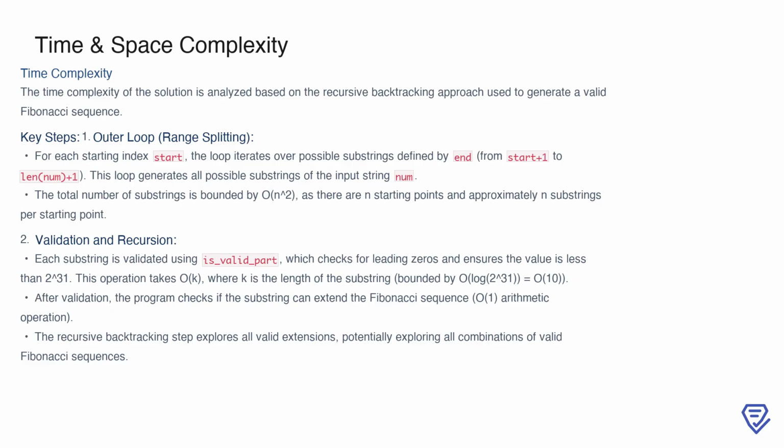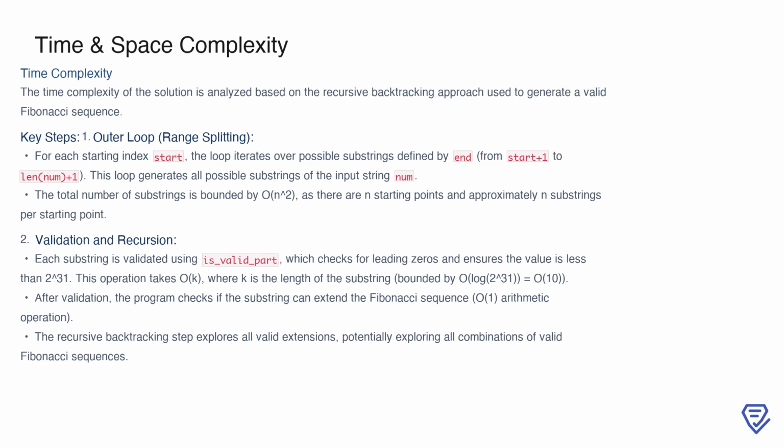With n possible starting points and roughly n substrings per starting point, this results in n squared substring generation. Next, each substring undergoes validation to ensure it meets specific criteria. It must not have leading zeros, and its numerical value must be less than 2 to the power of 31. This validation takes k time, where k is the substring's length, which is at most 10, as it's bounded by the maximum value of 2 to the power of 31.